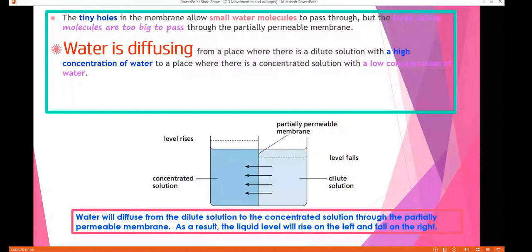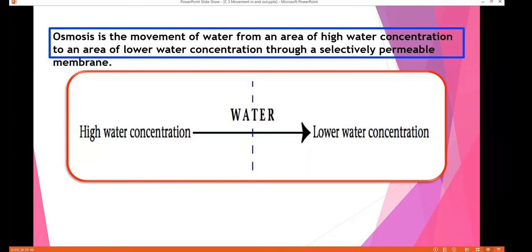Okay, you can again see in this picture over here how the osmosis takes place. You can see from the dilute solution to the right to the concentrated solution on the left, the water molecules move. Water will diffuse from the dilute solution to the concentrated solution through the partially permeable membrane. As a result, the liquid level will rise on the left and fall on the right. This is exactly what happens even in the simulation which we watched in the previous slide. Clear about the osmosis, ladies? Any doubts? Is it clear?